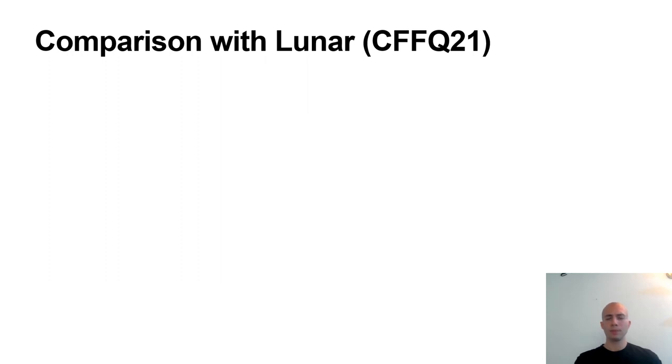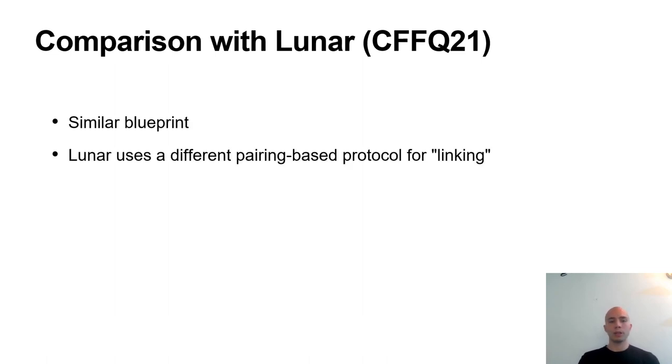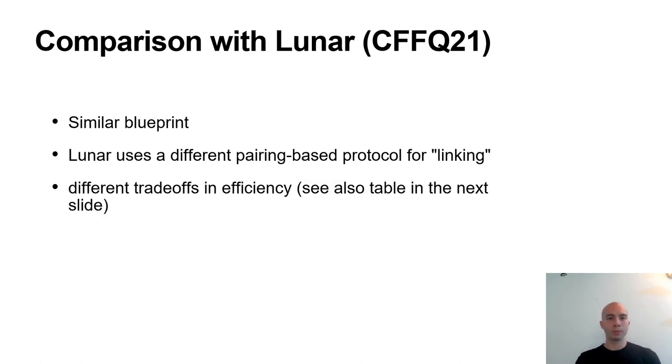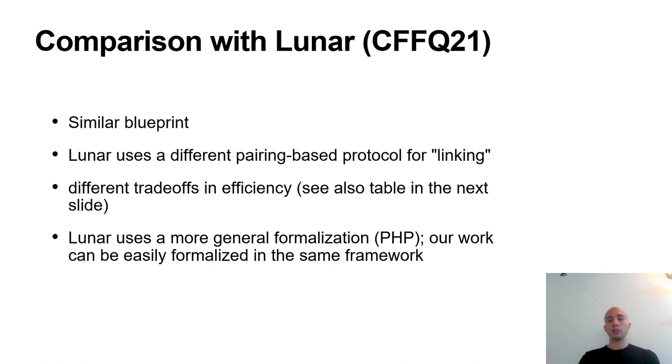Okay, and I want to spend a couple of words on the work that's very close in nature to ECLIPSE, which is Lunar. They both follow a similar blueprint or recipe, but Lunar has a quite different pairing-based protocol for linking. They do share some intuitions at some point, but there are some technical differences, and Lunar, for example, doesn't use any of the compressed sigma protocol tricks we use here. And indeed, it ends up requiring a communication complexity that's linear in the number of components. And there they show different trade-offs in efficiency, especially verifier time, as I'm going to show in the next slide. Also, Lunar uses a more general formalization, polynomial holographic proofs, I believe. But our work can be easily formalized in the same framework.